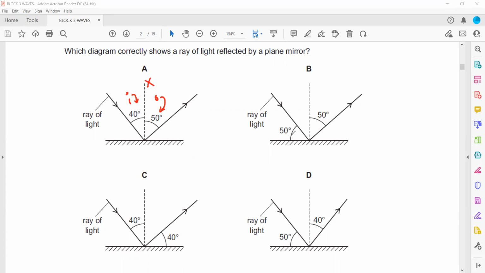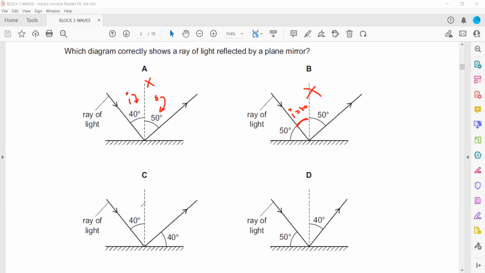What about B? The angle between the surface and the incident ray is 50. So what will be the angle of incidence? The angle of incidence is the angle between the normal and the incident ray. So if the angle of incidence is 40, the angle of reflection should also be 40. That's why B cannot be the right answer.